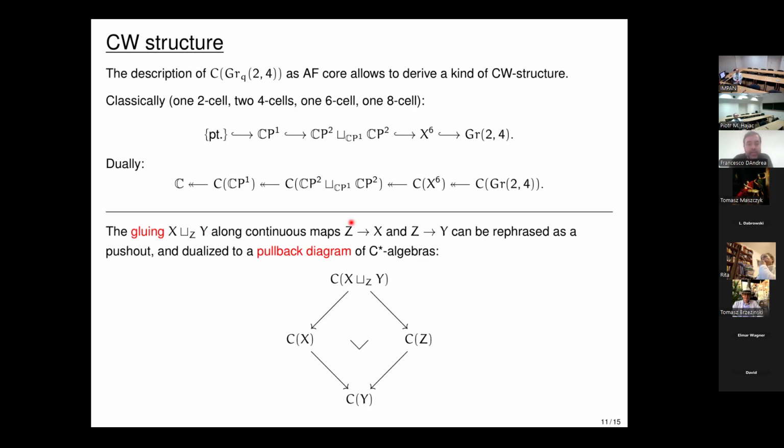What do I mean? X, zeta, and Y are topological spaces. You have two continuous maps, zeta to X and zeta to Y. By gluing, we mean that this space is by definition the pushout of these two maps, which from a dual point of view becomes a pullback of C*-algebras. So one way to define the C*-algebra of X glued to Y is as a pullback of the two star homomorphisms, C(X) to C(zeta) and C(Y) to C(zeta). So you have this kind of pullback diagram.